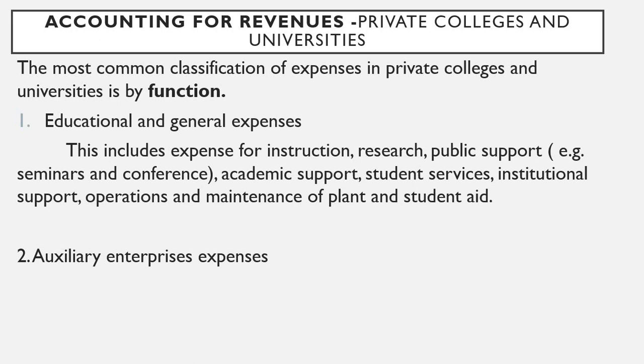So, the second one is the auxiliary enterprise expenses. Again, these are expenses not related to the goal of the existence of a college or a university.